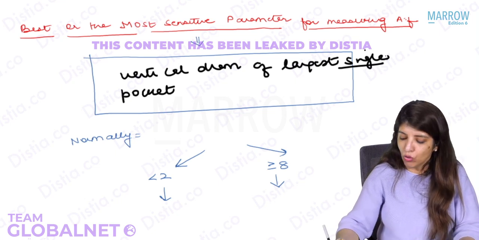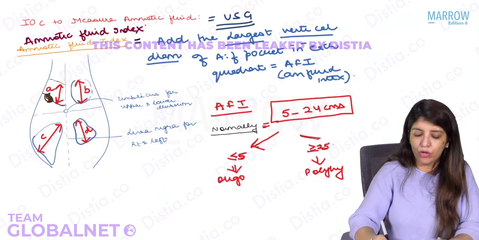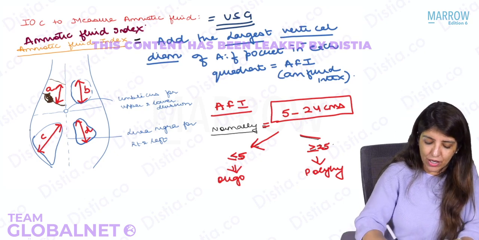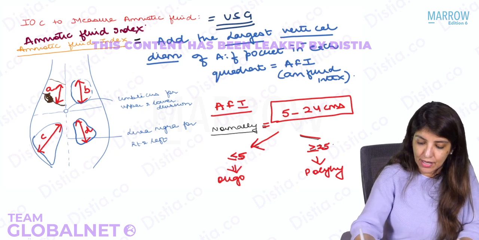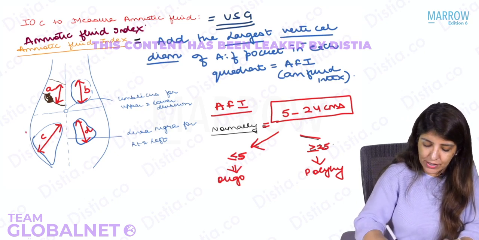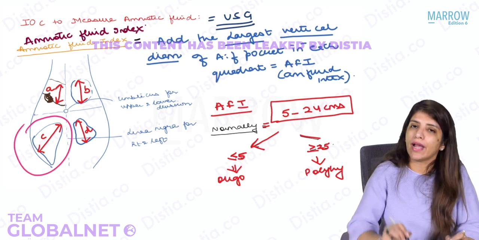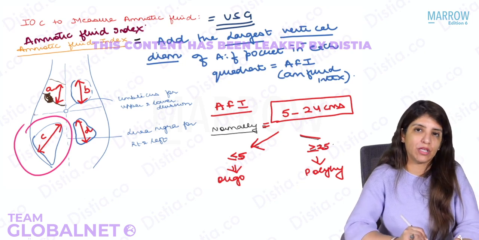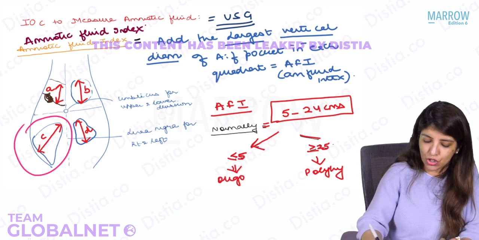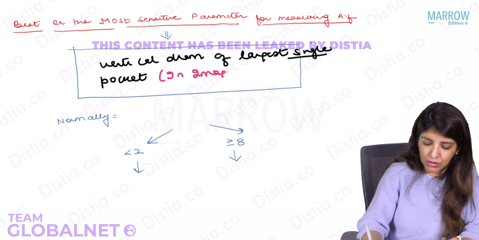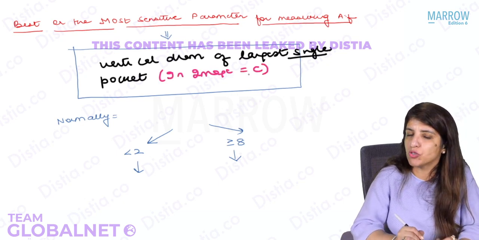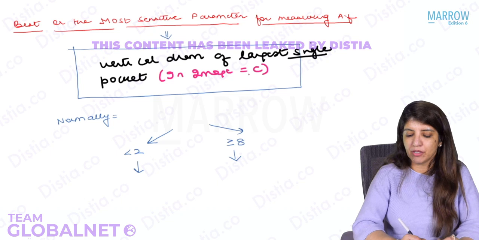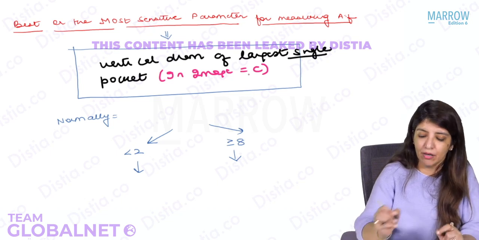Right? So out of all these 4 pockets of amniotic fluid which I am seeing, I will pick up which one is the largest. So over here, you can see that pocket C is the largest one. So I am going to measure the vertical diameter of pocket C from the image. In the hand-drawn image which I have made, it is pocket C. So I am going to measure the vertical diameter of the largest single pocket.